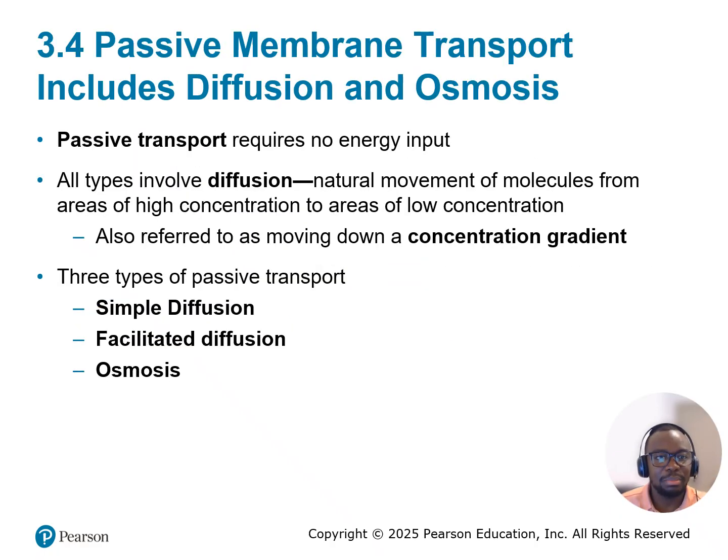We start with passive transport. Passive transport requires no energy input, and all types of passive transport require diffusion. Diffusion is the movement of substances from a region of high concentration to a region of low concentration. This is also described as movement down a concentration gradient. Three types of passive transport are simple diffusion, facilitated diffusion, and osmosis.